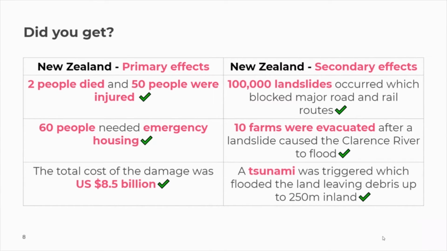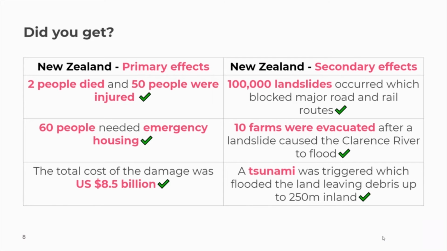Okay, so let's go through the answers. Primary effects in the first column, secondary effects in the second one. So primary effects included 2 people died and 50 people were injured. 60 people needed emergency housing. The total cost of the damage was 8.5 billion US dollars.